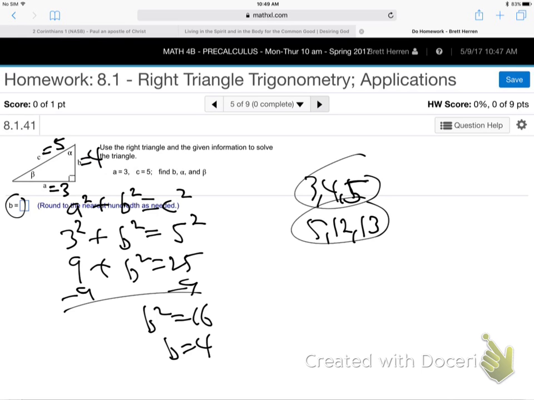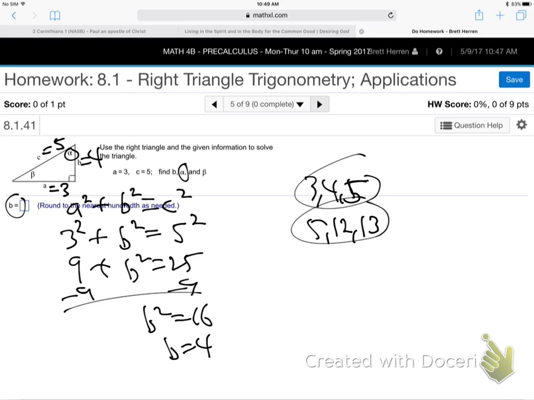Now, here's the part I really wanted to get to. Here's angle alpha. How are you going to find angle alpha? We don't have any of the angles. We got all 3 sides now, 3, 4, 5. Other than the 90, we don't have the other 2 angles. How are we going to get one of those angles? Yeah, we're going to have to do an inverse trig. That's what you got to do.